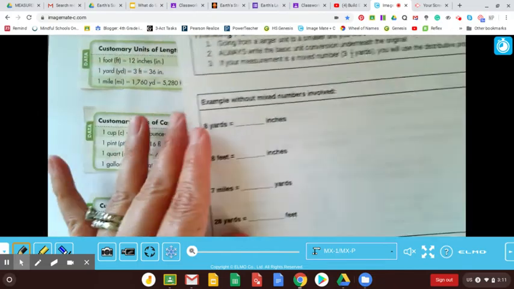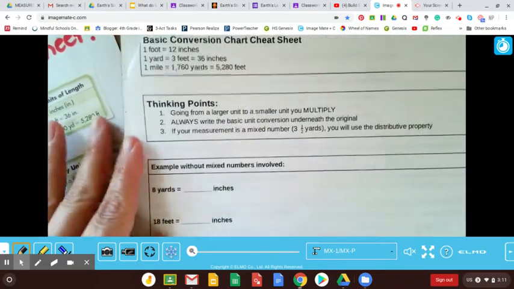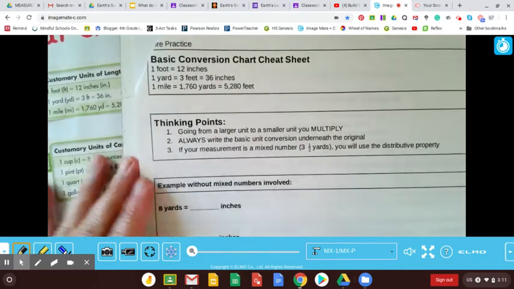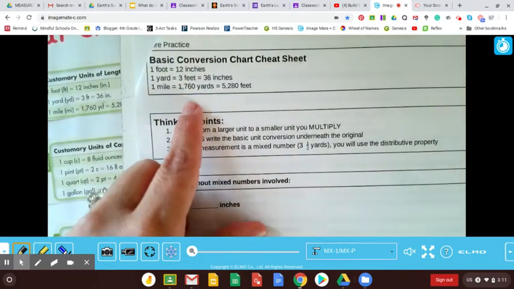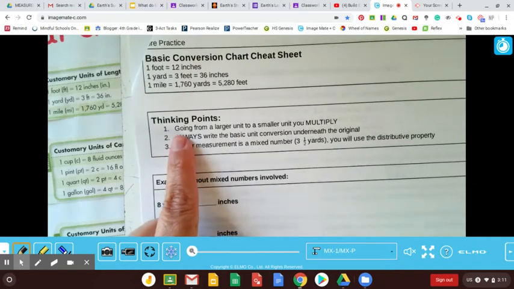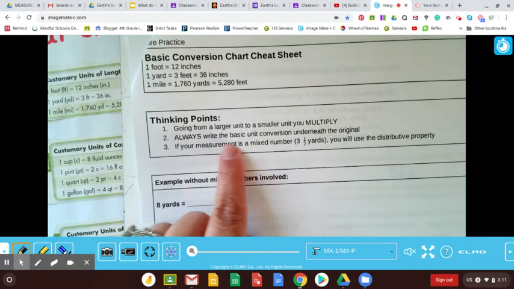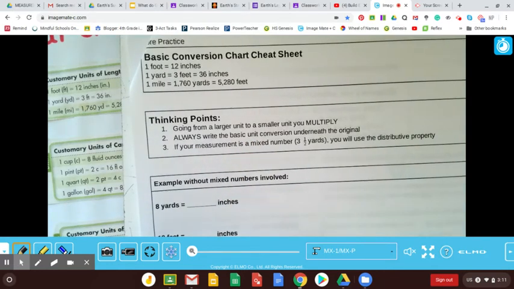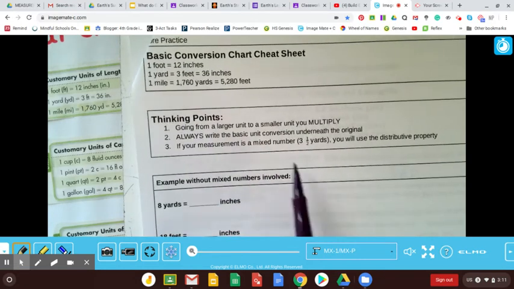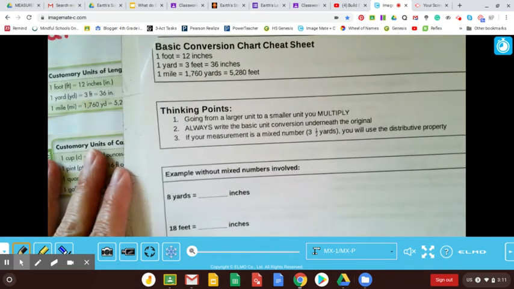All right, so this is, if we were in school, we would be doing this independent practice. Up here is just a basic conversion chart. We want to always think when we're going from a larger unit to a smaller unit, we have to multiply. And always write the basic unit conversion underneath the original, right? So think about that as you're doing your math. If your measurement is a mixed number, like 3.5, you could either use the distributive property. I like to turn every mixed number into an improper fraction before I do the math. It just works for me.